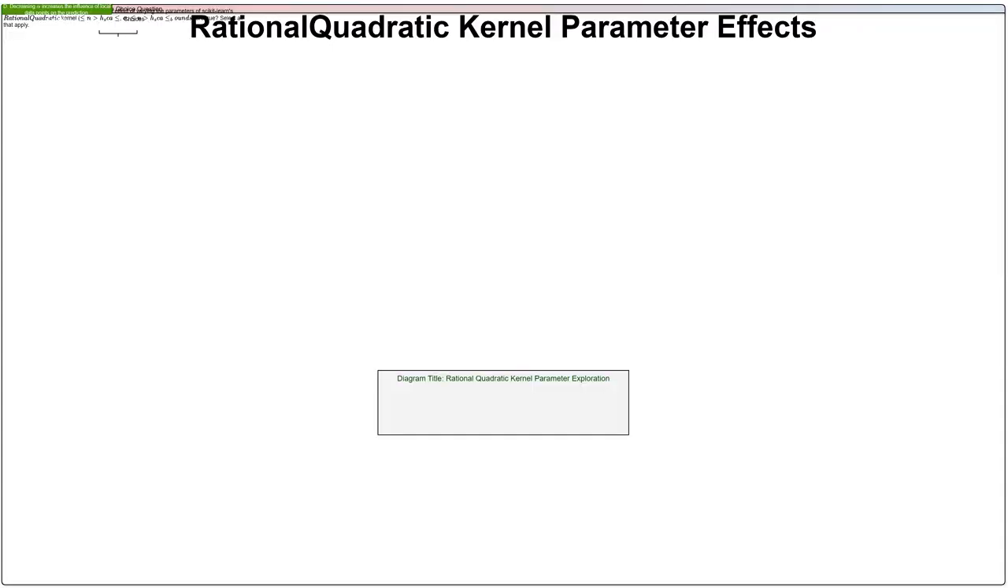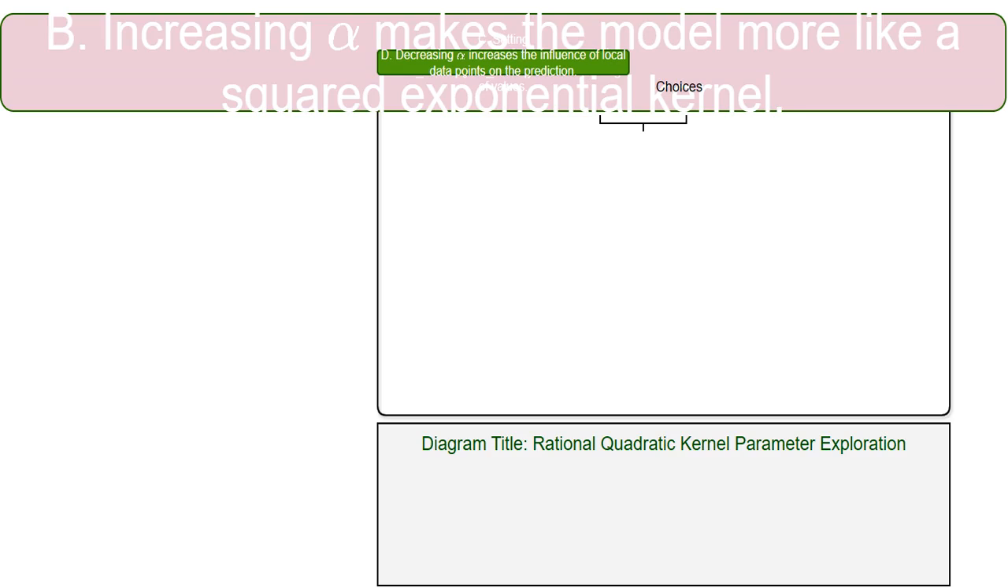This section introduces the core concept, exploring how modifying parameters within the RationalQuadratic kernel influences results. This statement focuses on the parameter alpha. Lowering alpha makes the model more sensitive to nearby data points, less to distant ones.